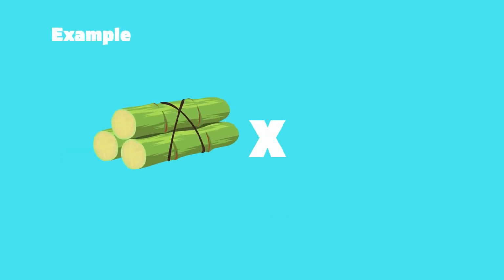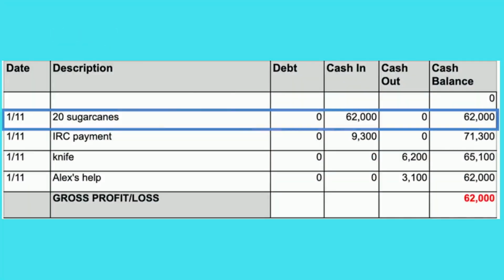For example, today I sold 20 sugar canes. Each sugar cane is worth 3,100 Ugandan shillings. I take note of this in my income expenditure record. I write today's date, 11th of January 2022. I describe the income that I just received. Sale of 20 sugar canes.